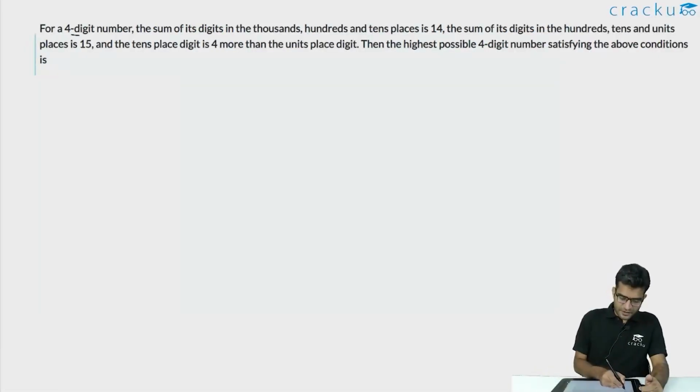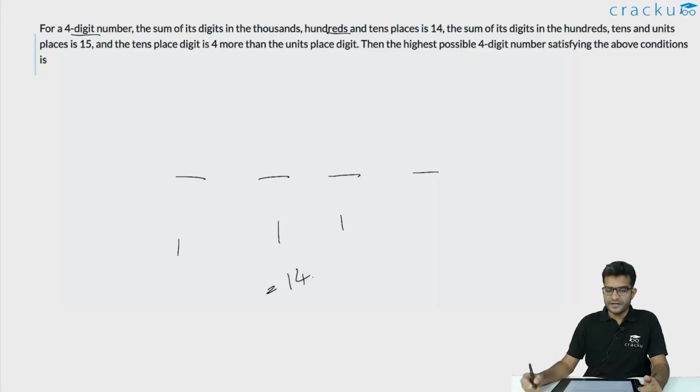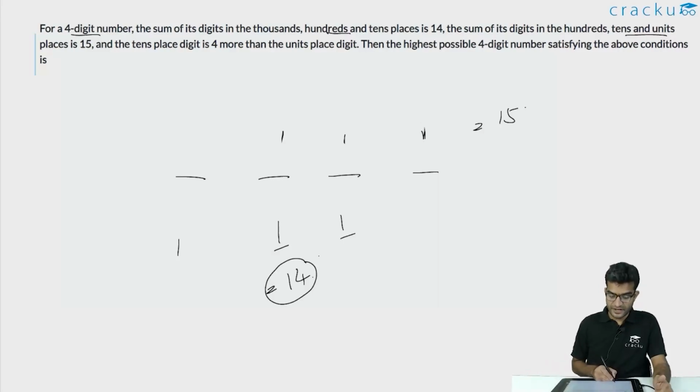In this question we are told that there is a 4-digit number like this, and the sum of the digits in the thousands place, hundreds place and tens place, these 3 numbers add up to 14. And we are also told that the sum of the hundreds place, tens place and units place, these 3 sum up to 15. You should notice that the numbers in the hundreds and the tens place are common in both of these equations. And the first sum is 14, where you are having the thousands place number, and the second sum is 15 when you are adding the units place number.